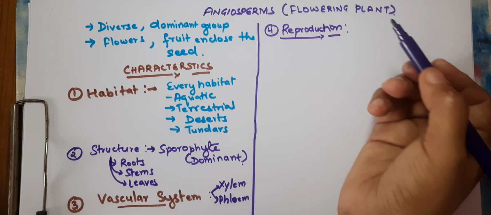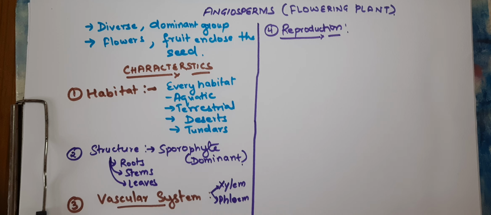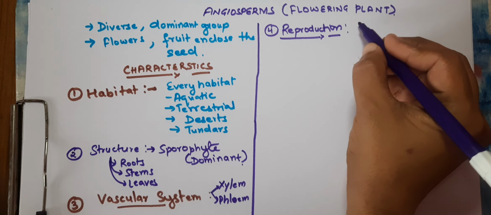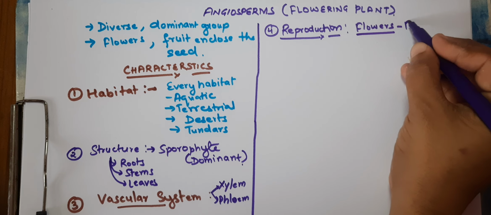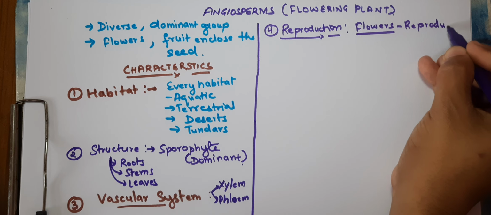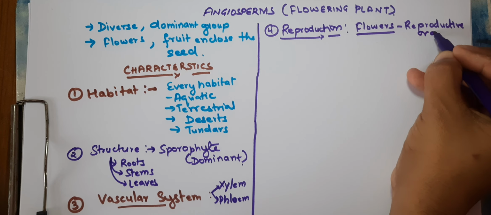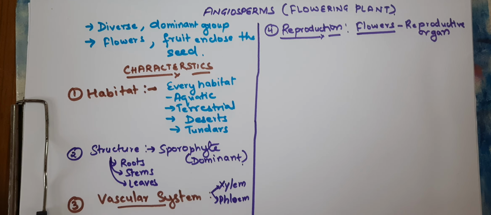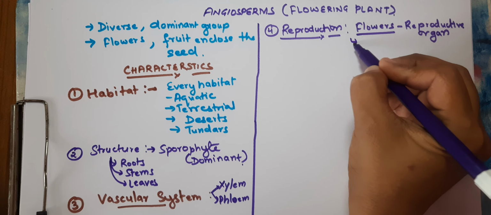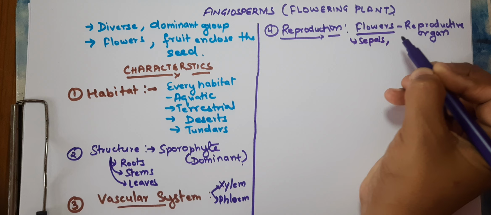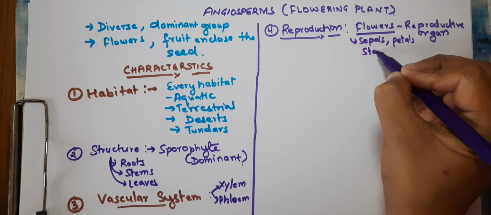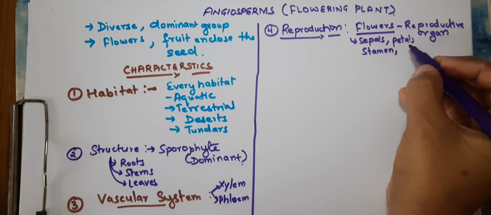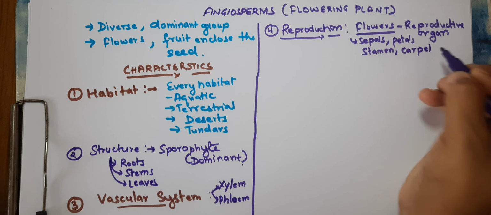the angiosperms have flowers, stamens and carpels, and pollination will occur and double fertilization will occur. Flowers are the reproductive organs in the angiosperm, and we all know the different parts of the flower: they are composed of sepals, petals, the stamens that represent the male part, and the carpel that represents the female part.